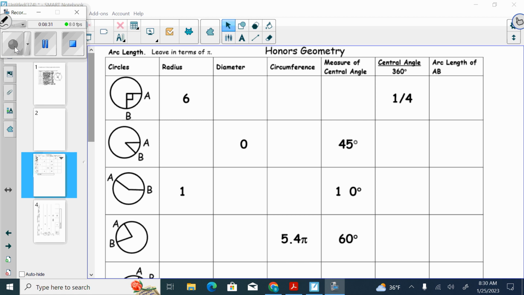For this top row, they gave us the radius and the central angle. Next row, the diameter, measure of the angle, and so on. So we are going to use the information given on each line to fill in all the other boxes. So first, we're going to need a formula for arc length.